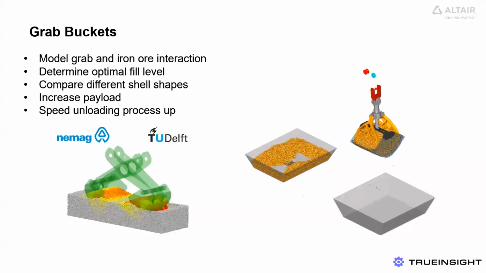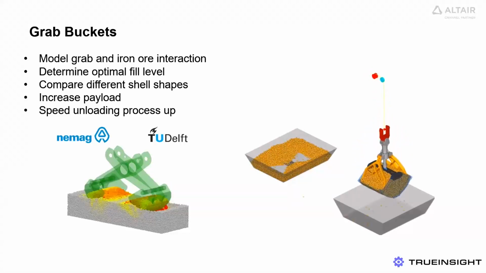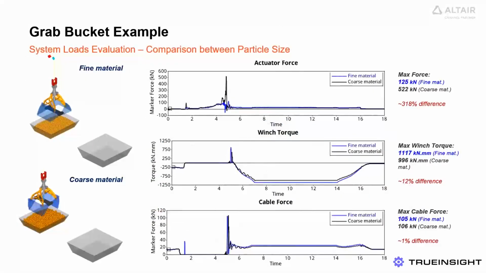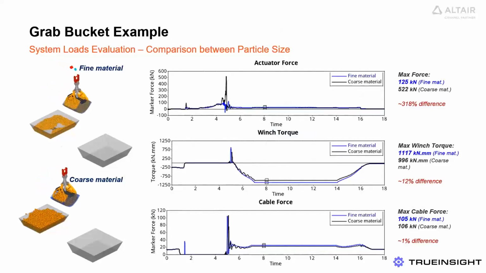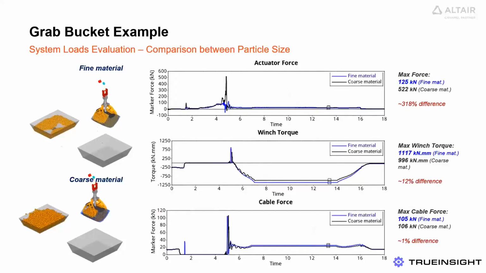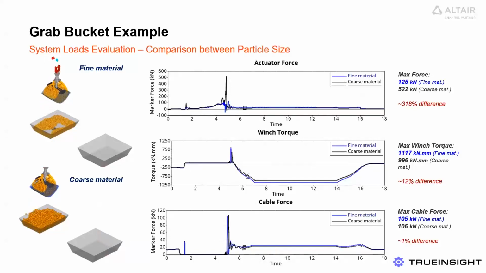On the right, let's look in more detail at an example that was done in EDEM and MotionSolve to model the grabbing. By coupling EDEM with MotionSolve and Activate, we can model the forces and torques acting on the winch and also the force acting on the cable over time for a fine material and a coarse material. You can see here that we have a different force and torque response depending on the bulk material being modeled, due to the variations of the characteristics of that material model.